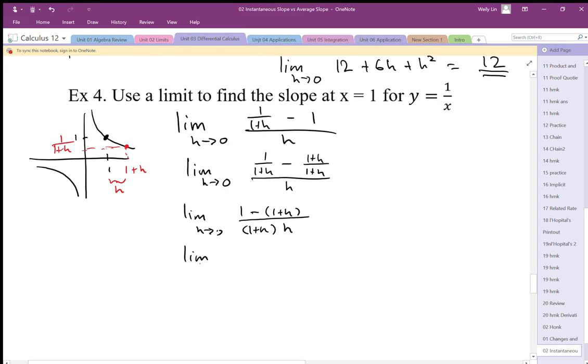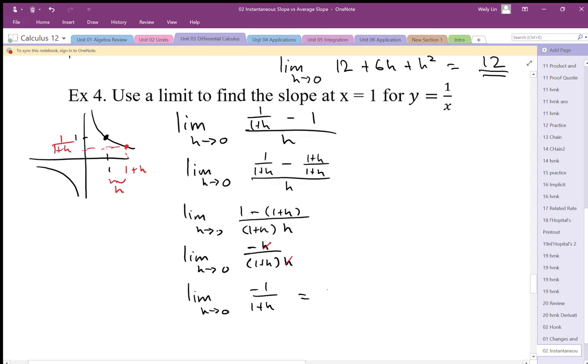So when my 1's cancel out, I end up with a factor of h. That's what I wanted, because I know now that that negative h is a factor, and those h's can now cancel out. So canceling those h's out, I'm left with negative 1 over 1 plus h. Well, the h in the denominator here is not a problem, because if I let that be 0, I don't have 0 in the denominator.